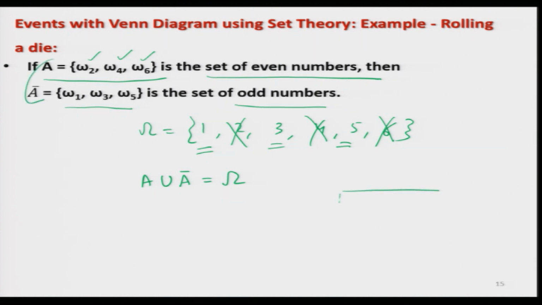Even if you try to see it from the Venn diagram, capital omega consists of the points 1, 2, 3, 4, 5, 6, and now you have a circle indicating the event A, which consists of omega 2, omega 4 and omega 6. So this A complement consists of this dotted part here, which is omega 1, omega 3 and omega 5. Now, if you combine omega 1, omega 3, omega 5 and omega 2, omega 4, omega 6, that is going to give you the complete omega, that is the points 1, 2, 3, 4, 5 and 6. Right. So whatever you have done here, you can verify through the Venn diagrams also.